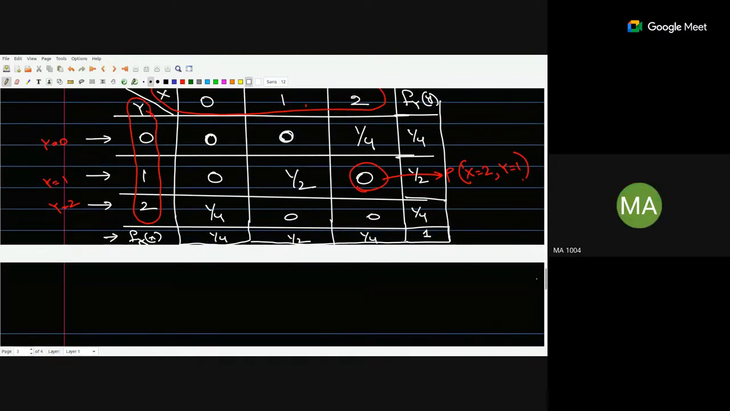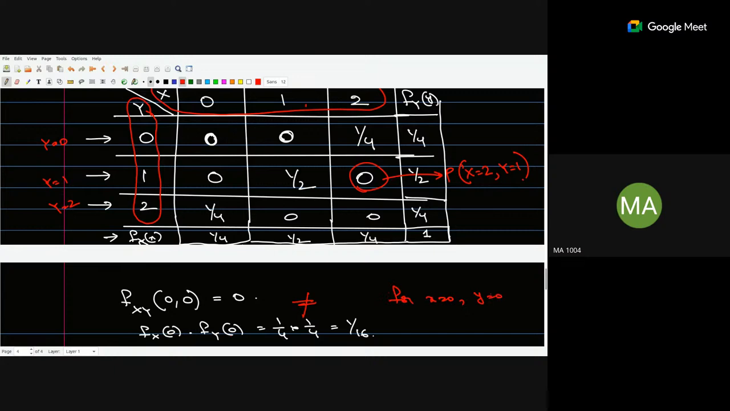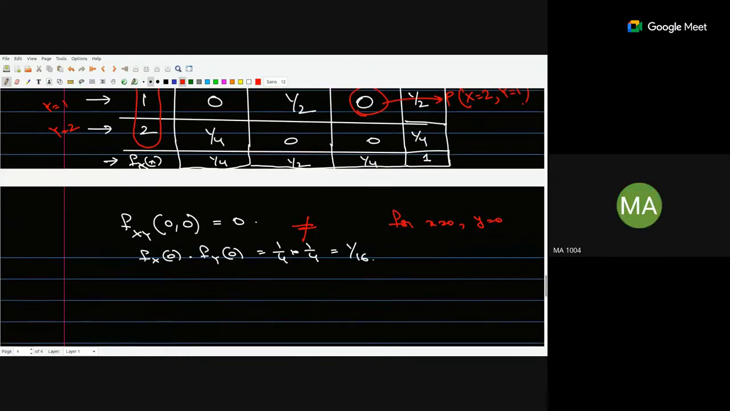Okay. Now you can simply take one case. This starting case itself. The joint at 0 comma 0 is 0, but the product of marginals fx(0) times fy(0) is 1 by 4 times 1 by 4, which is 1 by 16. So from these two itself, the joint is not equal to the product of marginals for x=0 and y=0. That's it, done. So if you can show this for one case, this implies x and y are not independent.